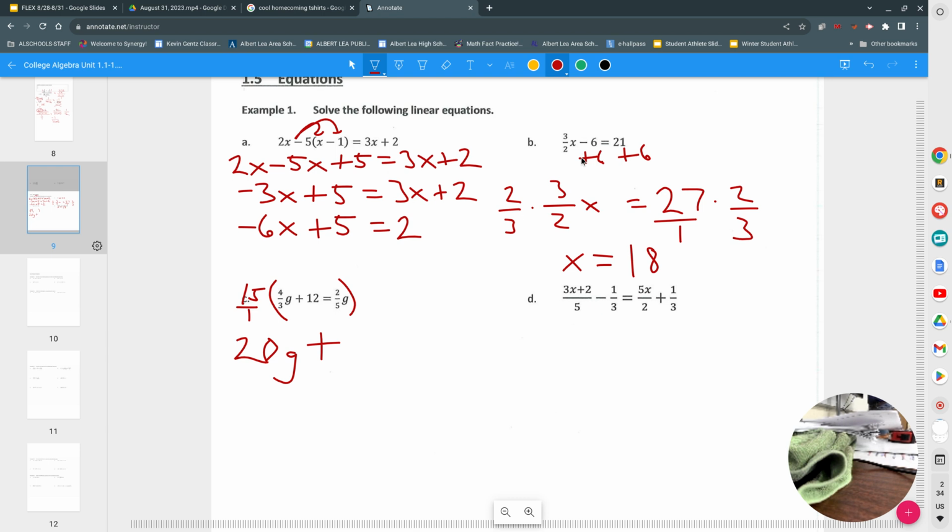Plus, now 15 times 12, 180. And now in the end, 15 divided by 5. Again, I divide by the denominator. I multiply by the numerator. 15 divided by 5 is 3. Times 2 is 6.